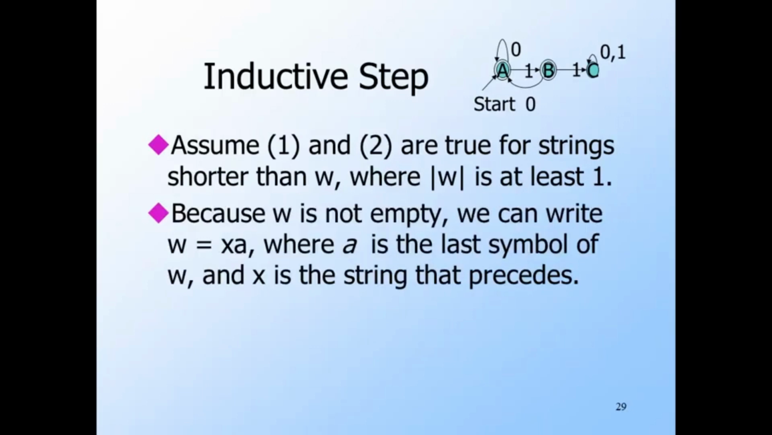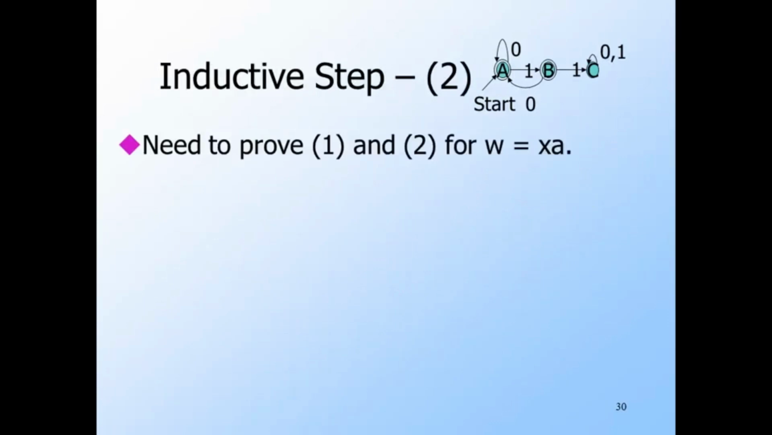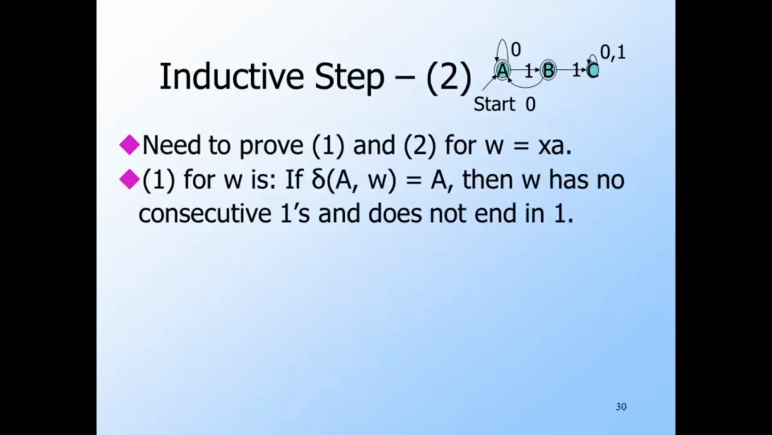Let W be XA, where by our convention A is the last symbol of W and X is all the symbols, possibly none, up to but not including the last symbol of W. Since X is shorter than W, we assume the inductive hypothesis for X. We're going to prove both statements 1 and 2 for W, which remember we broke up as a shorter string X followed by the last symbol A. Let's start with condition 1.